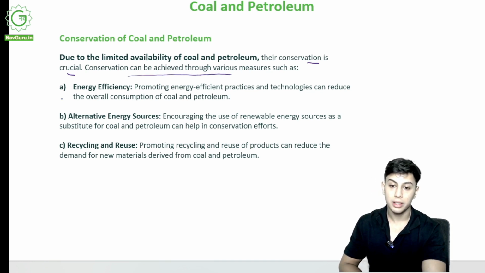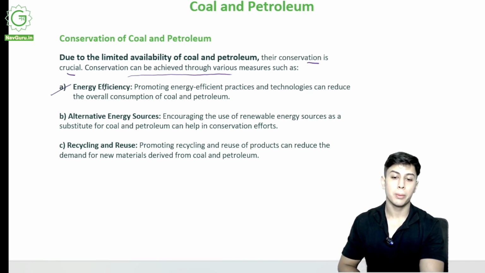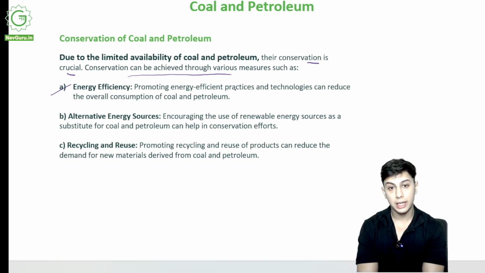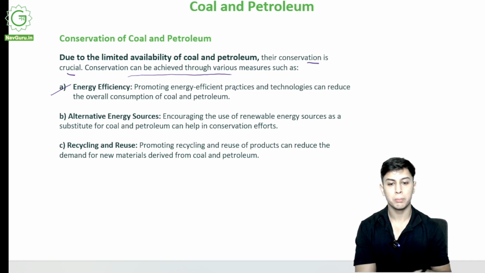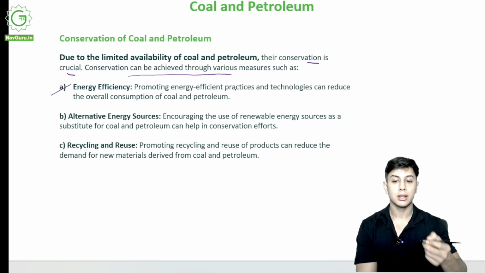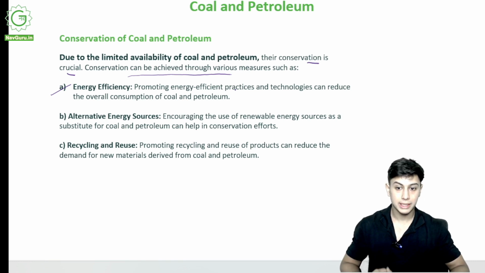Now, how do I do that? First one is energy efficiency. Promoting energy efficient practices. What do I mean by energy efficient? Things that utilize energy in a very small amount. I want more and more work done with less energy. So if I focus on technology and practices that consume less energy but give me more, that is energy efficiency. These technologies can reduce the overall consumption of coal and petroleum.